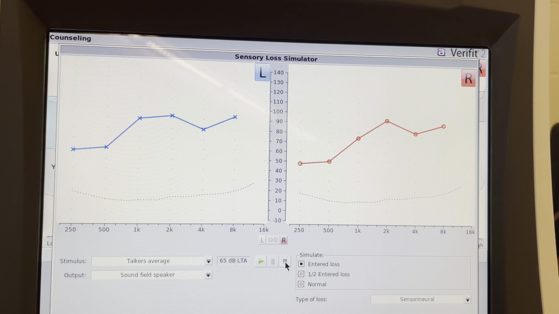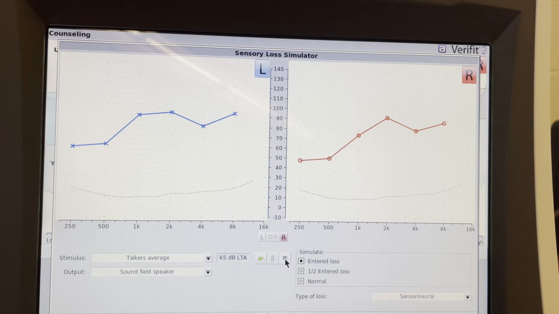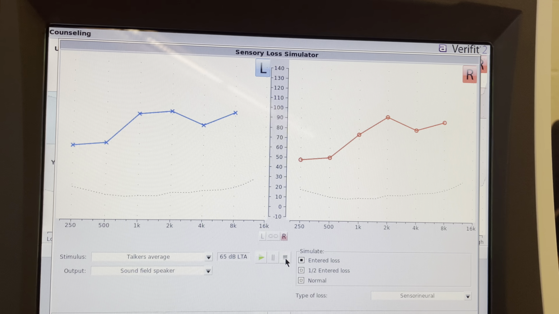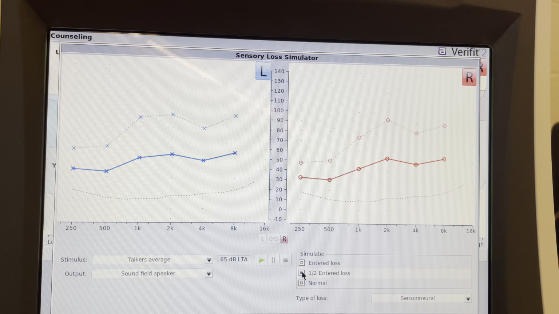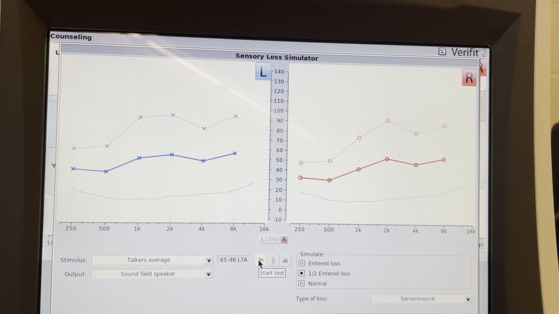All right. I don't know if you can even hear that at all, but if you could hear it at all, you probably could not make out any of the words. This right here is what she might hear with the hearing aids.